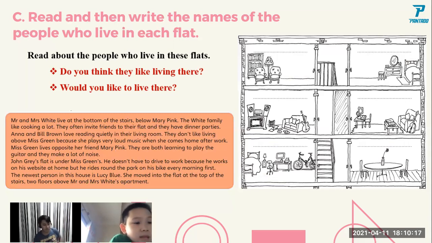Miss Green lives opposite her friend Mary Pink. They are learning to play the guitar and they make a lot of noise. John Gray's flat is under Miss Green's. He doesn't have to drive to work because he works on his website at home, but he rides around the park on his bike every morning first.